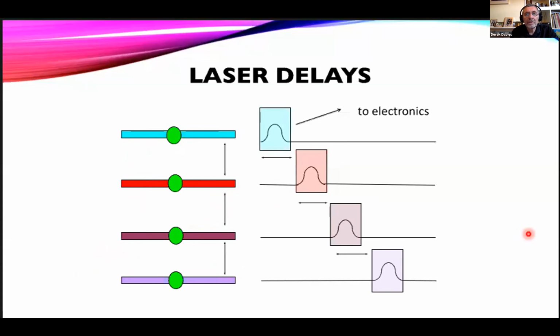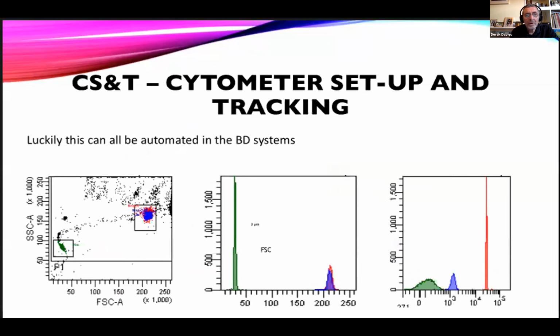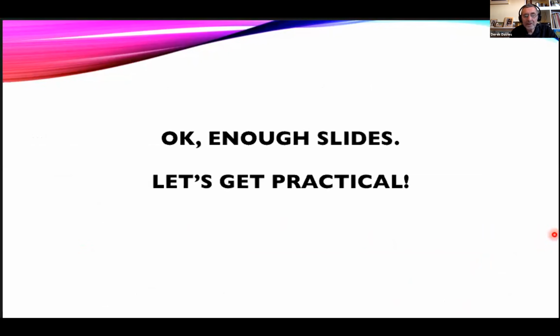Luckily, with the system we're going to look at now, we're going to do that in one shot. We're going to use what BD calls CS&T beads, cytometer setup and tracking. Now, I won't go into this too much because we're going to see it live, but we have two different sizes of beads, which we can see here, and three different levels of fluorescence, a negative, a dim, and a bright bead. And that's going to allow us to monitor those three things: alignment, sensitivity, and laser delay. So we don't want to do too many slides here. Obviously, this is mainly practical, so that's enough from me.